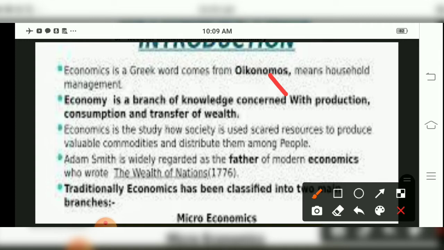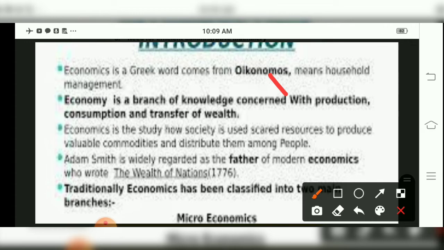So economics is a valuable study in society regarding how to use scarce resources, means less resources, and do maximum production, how to produce valuable commodities and then distribute them among the people.